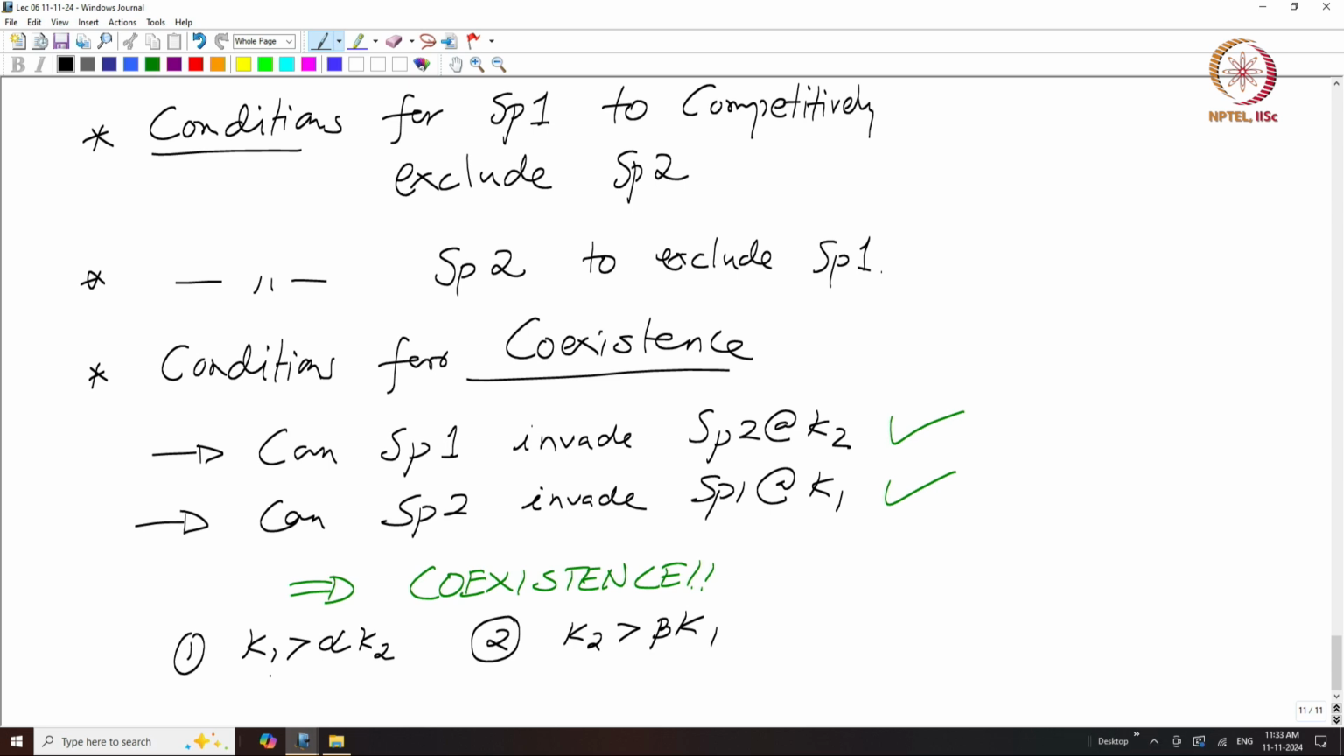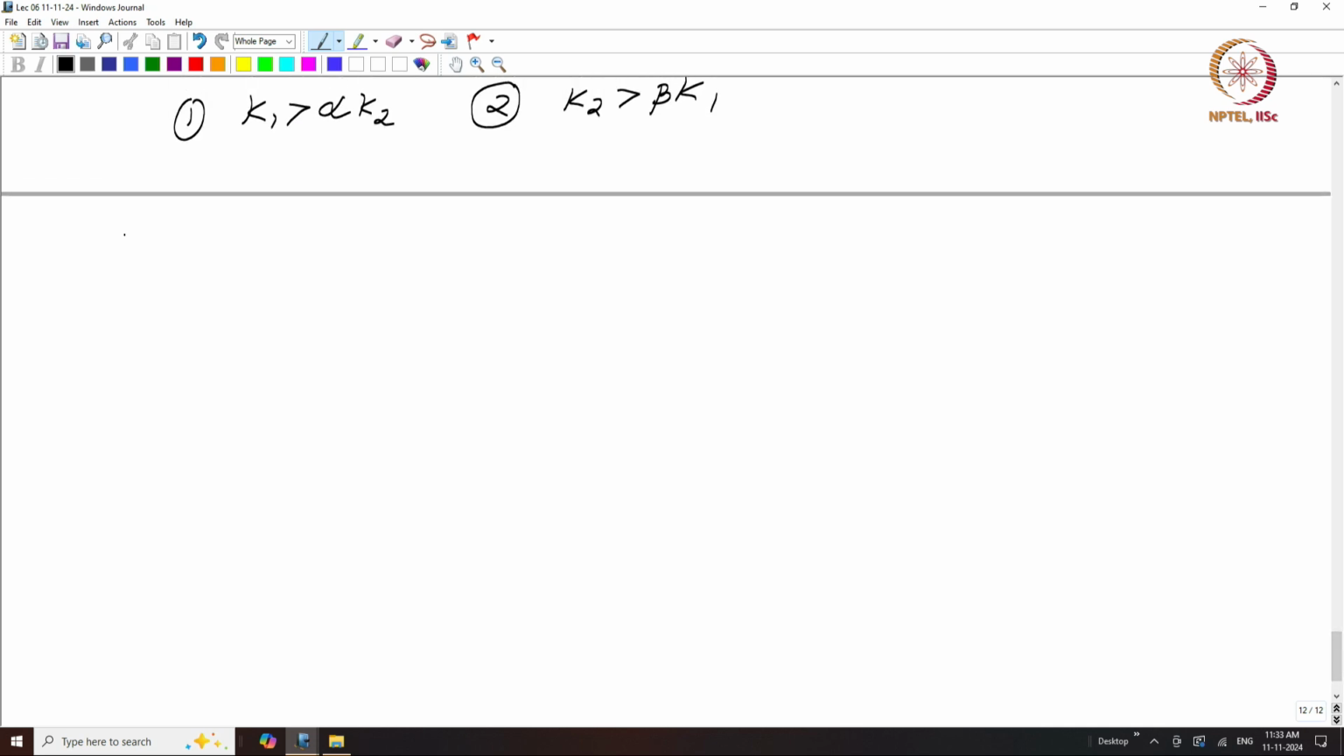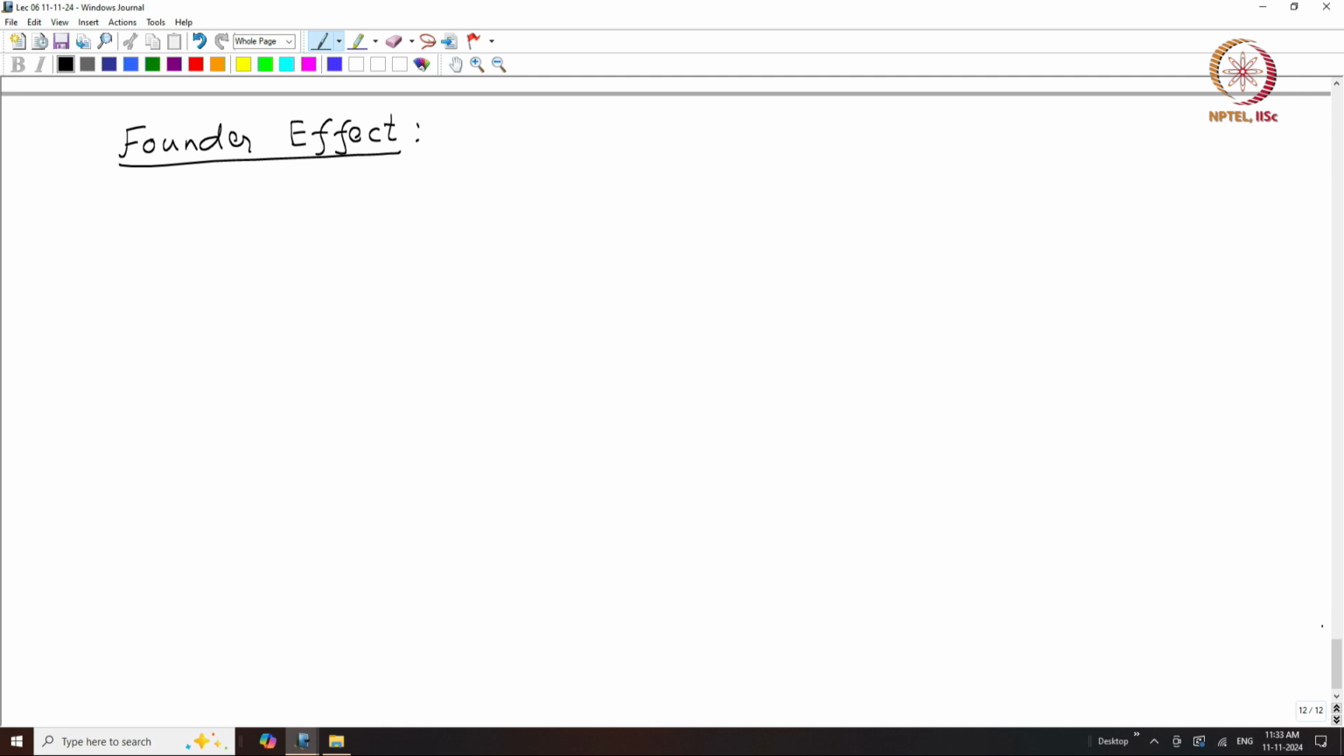Okay. And before I conclude, I would like to talk about an effect called founder effect. Founder effect is a scenario where whether a species can exclude the other depends on its initial numbers. If the initial numbers are small, it is going to die off. If the initial numbers are large, it is going to win. So, how do we think about this scenario?